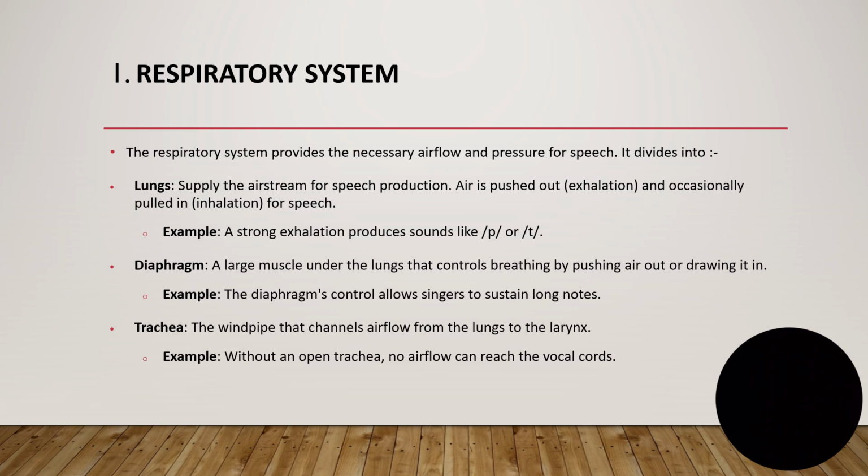The diaphragm, which means a large muscle under the lungs that controls breathing by pushing air out or drawing it in. For example, the diaphragm's control allows singers to sustain long notes. We have the trachea, the windpipe that channels airflow from the lungs to the larynx. Example, without an open trachea, no airflow can reach the vocal cords.